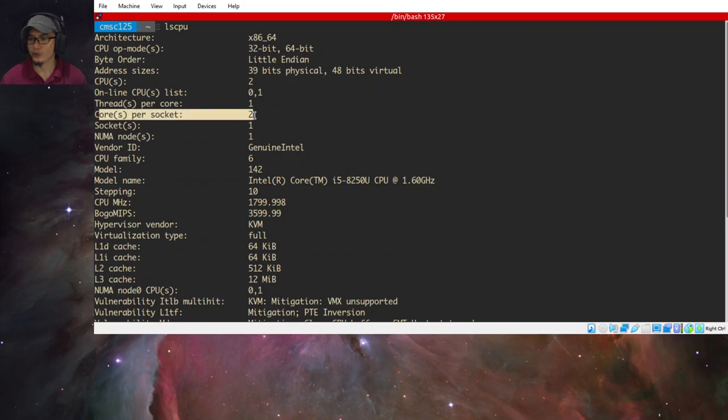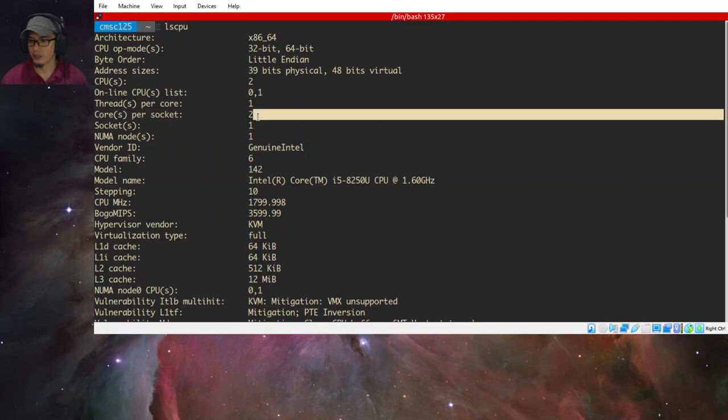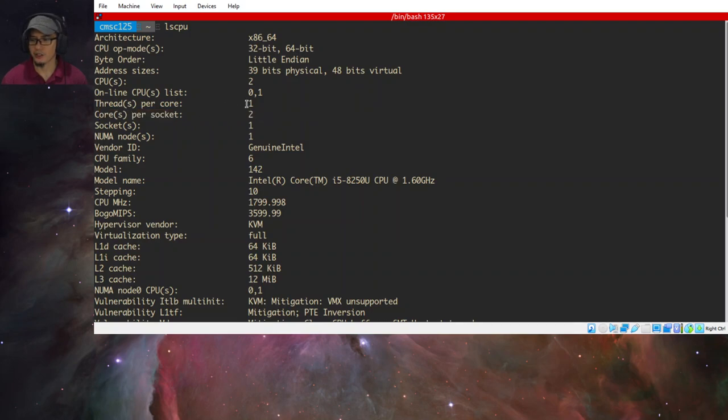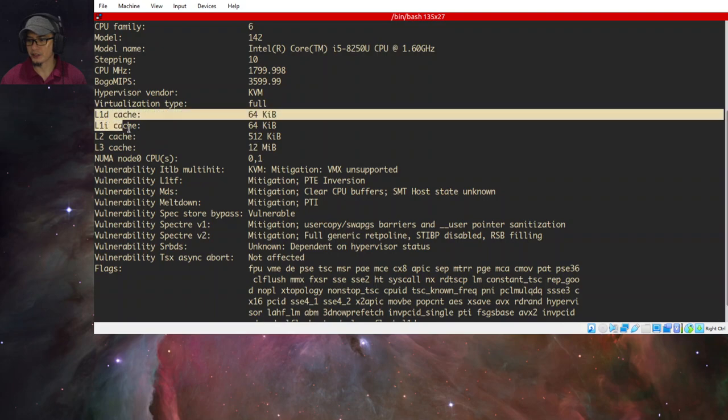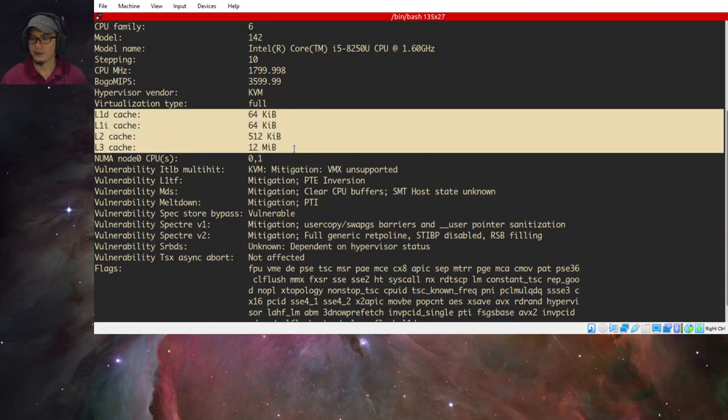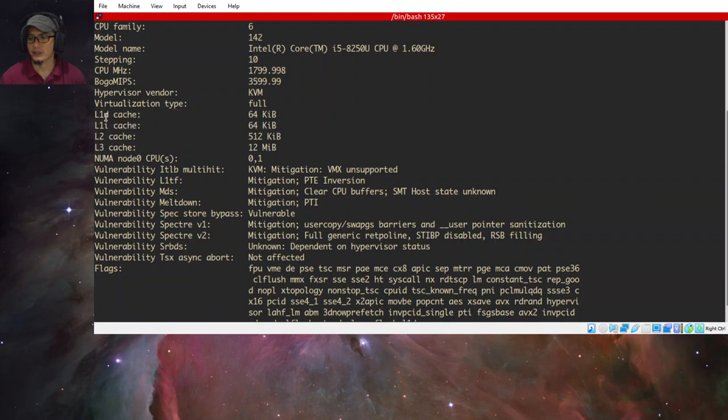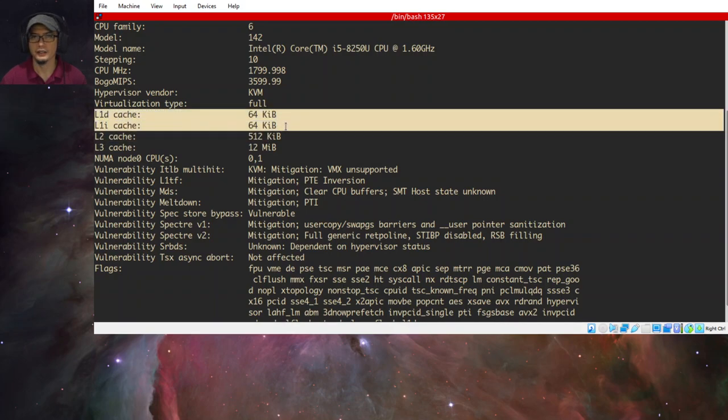It has two cores per socket. So that's why this is shown here. And then there is one hardware thread per core. And let's take a look at these caches. So it has three level caches. We have L1D and L1I. D is for data, I is for instruction, and this is the capacity of the L1 cache.